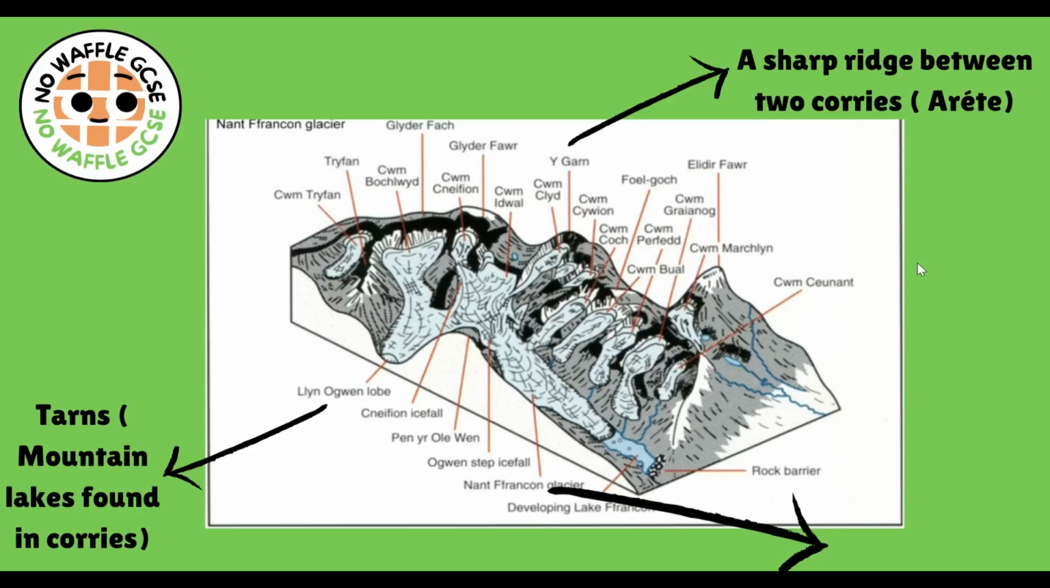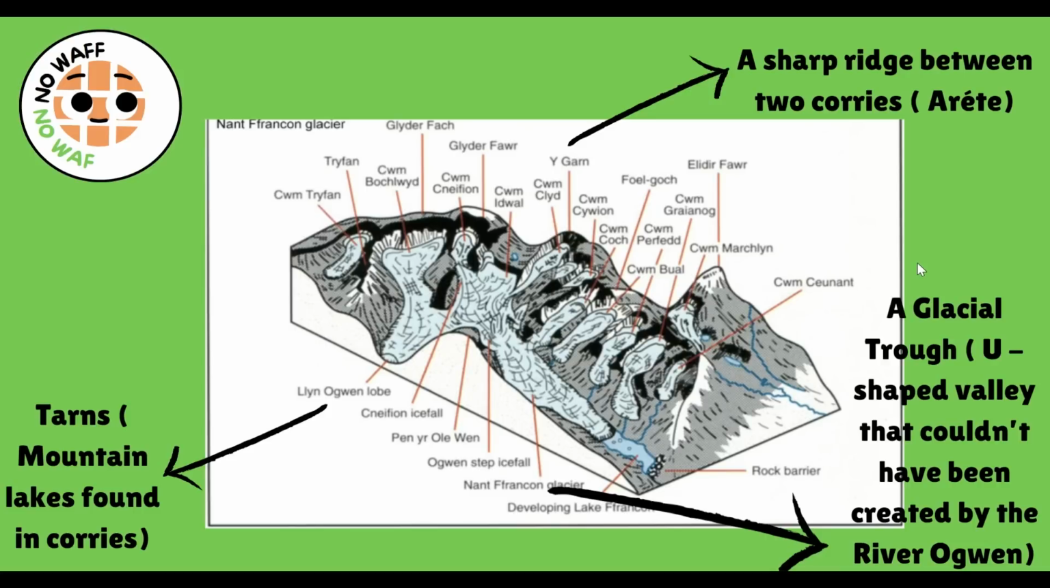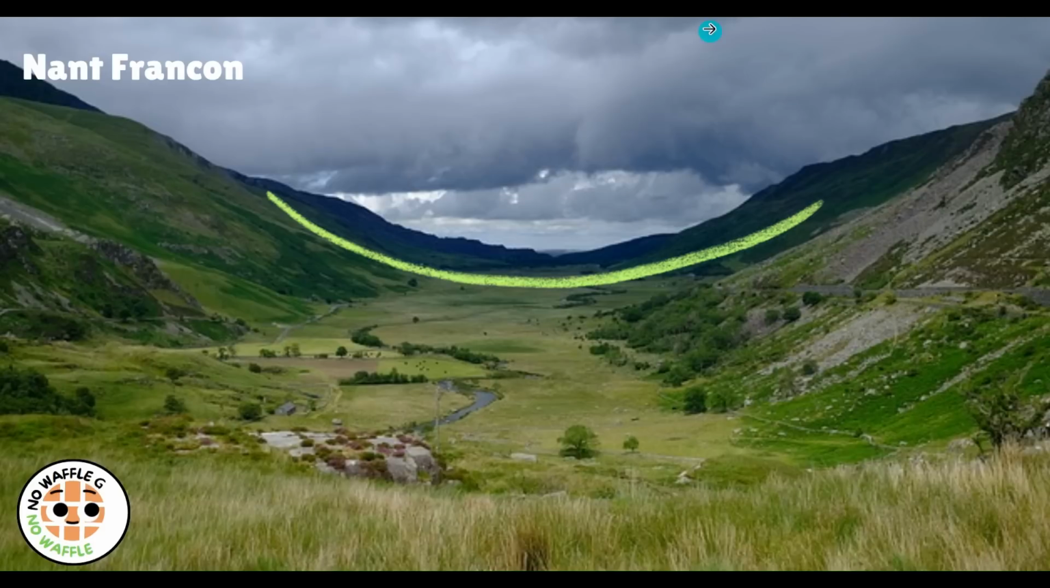And finally, we're looking at Nant Francon, and that is an example of a glacial trough, a U-shaped valley that could not have been created by the river Ogwen, because if you look at the image here, you can see this U-shaped valley part, and the river is just about visible here. The river is way too small to have created this massive U-shaped valley, so you know, therefore, that this has been created by glaciers. And this is a good example. So Nant Francon is a really good example of a U-shaped glacial trough.